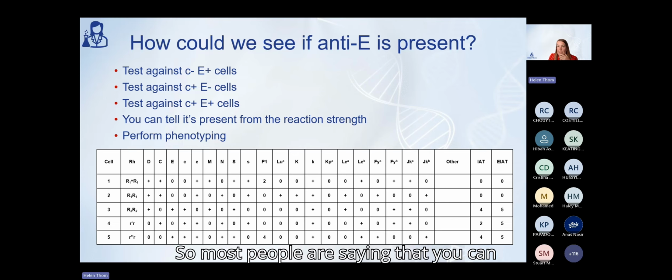Most people are saying that you can test against little c neg, big E pos. We'll have some people saying that you can perform phenotyping. You can absolutely perform phenotyping if that's what you wanted to do, because if the patient was big E positive, you may not necessarily need to exclude, and you wouldn't need to give antigen negative red cells. So thanks for responding to that. I'm going to move on.